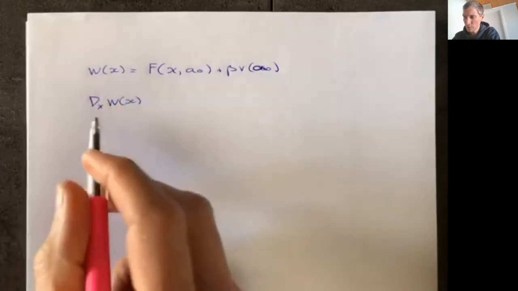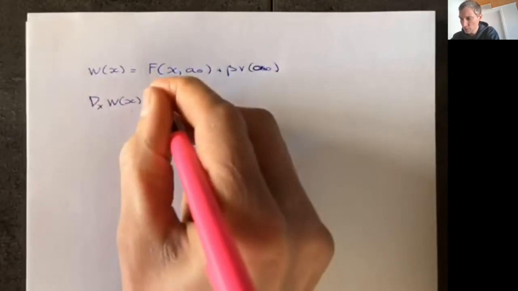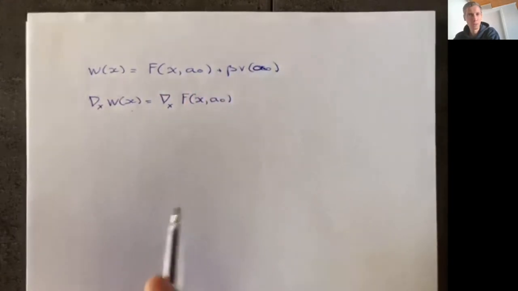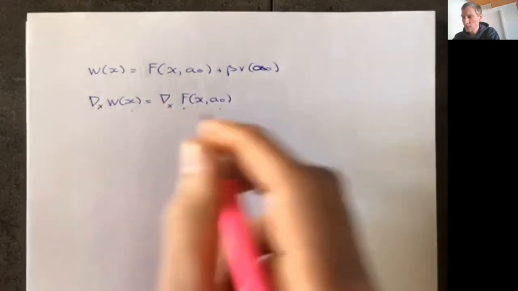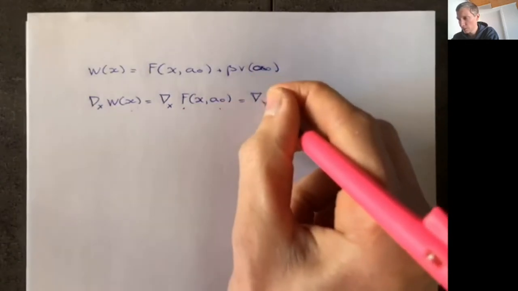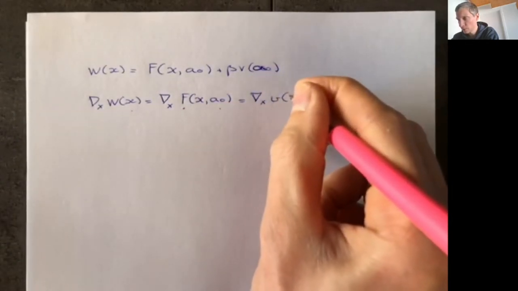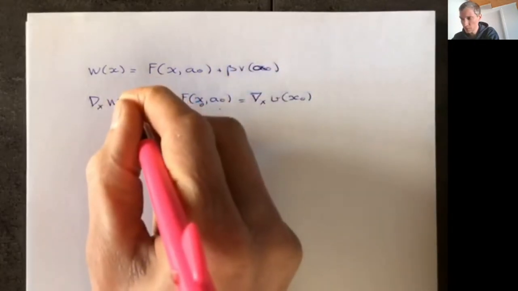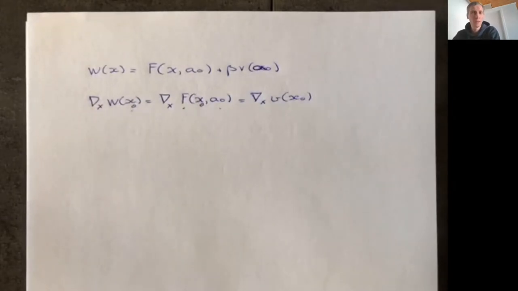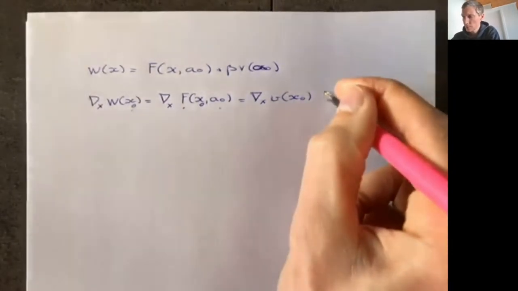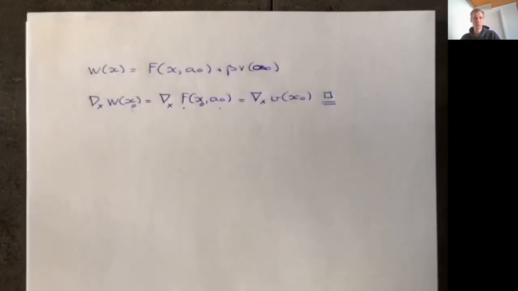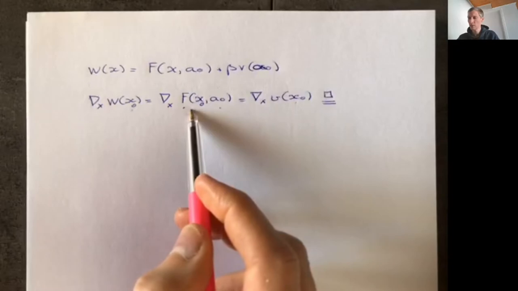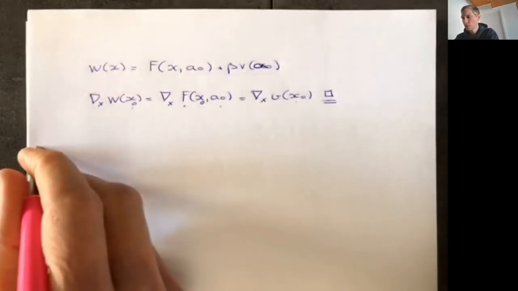then I have that this is equal to the gradient of f of x, a0. And by the Benveniste-Scheinkman theorem, I know that this is equal to the derivative of v at x0. Okay, so this demonstrates the proof that v is differentiable at x0 and the derivative is equal to this thing here.